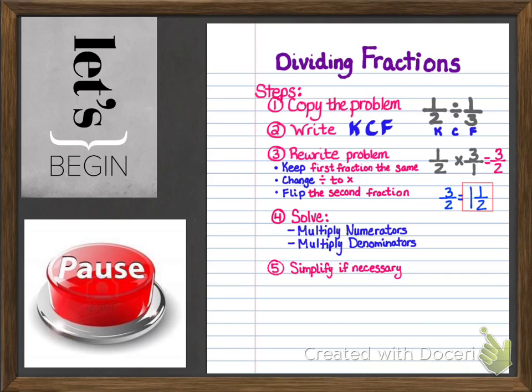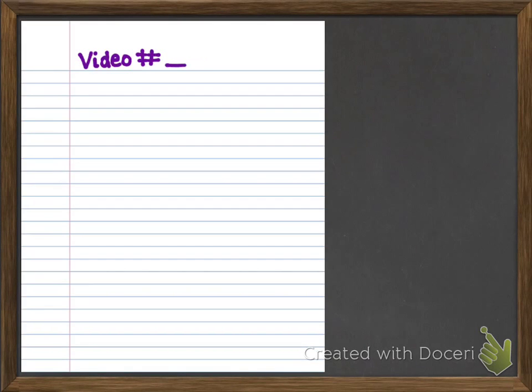All right, so that was the long part of our notes. Now we're going to go to the opposite page of your composition notebooks, and look on the left side. Remember, it's already titled video number and then whichever it is. So go ahead and copy this problem, number 1, 1/4 divided by 3/8. We're going to work this problem out. The first thing I'm going to do after I've copied this is write KCF directly underneath my problem.